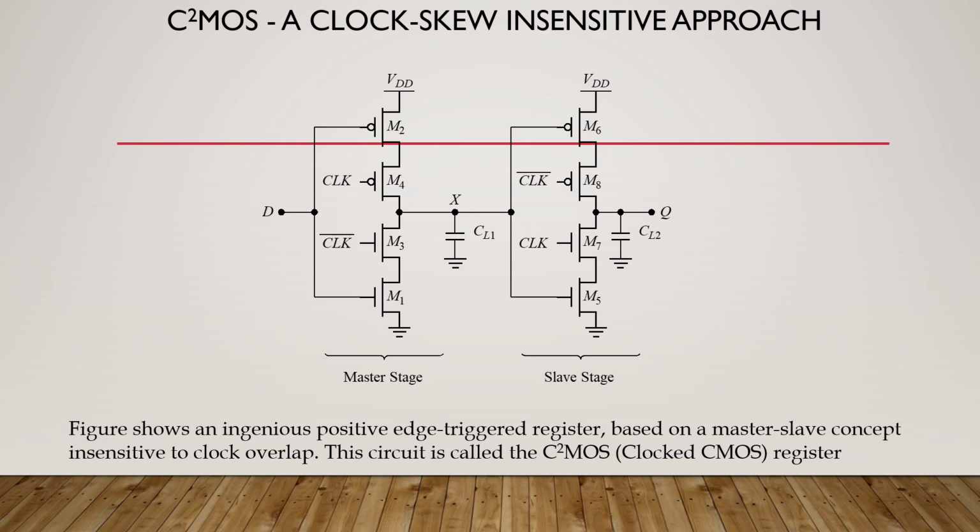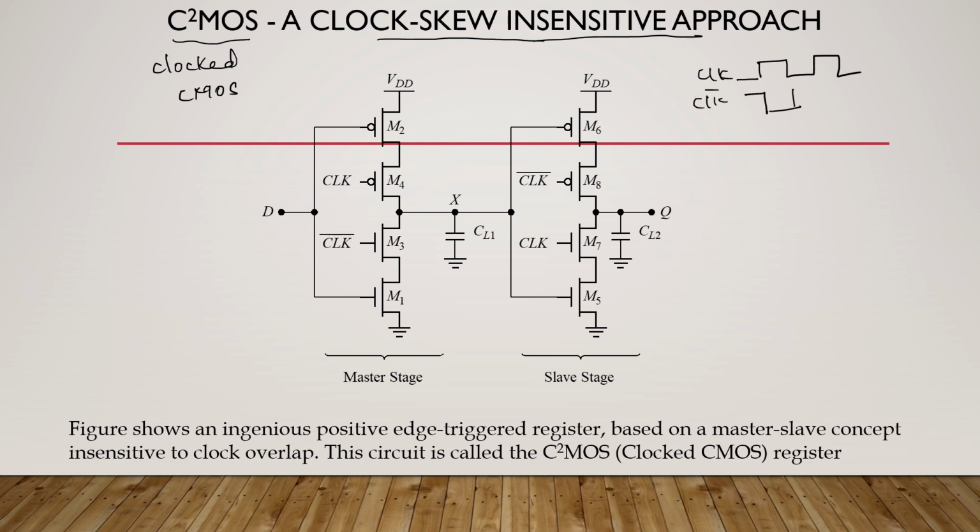The C-square MOS means clocked CMOS, right? This is called clocked CMOS. Clocked CMOS is insensitive to clock skew. Clock skew, as I already told you, means uncertainty in the arrival time. That is, when my clock changes from 0 to 1, I expect that the clock bar has to change from 1 to 0 at the same time, right? But it is not a practical case, it is an idealistic case.